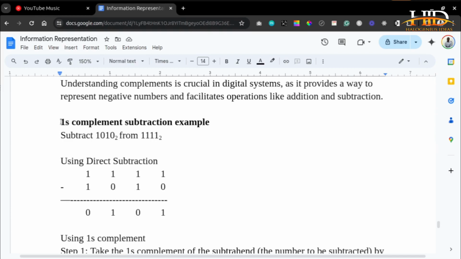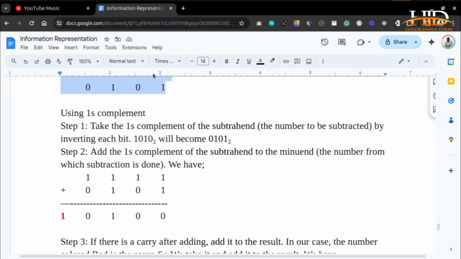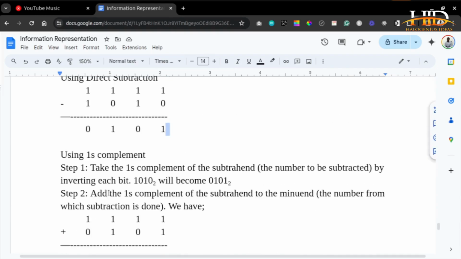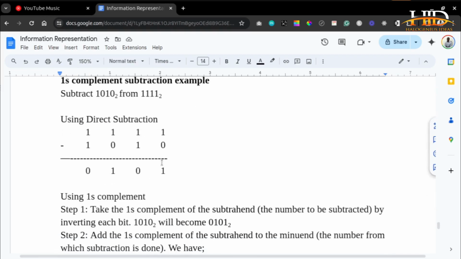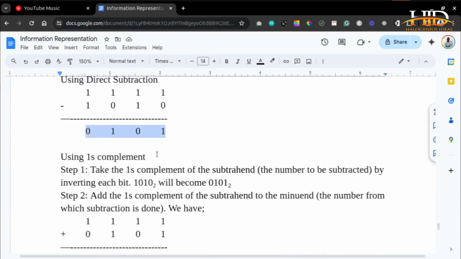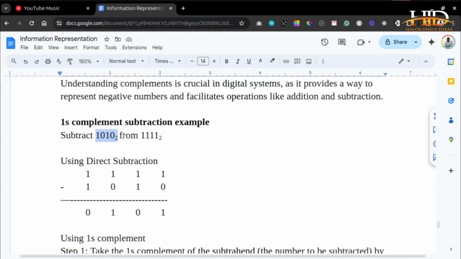So I wanted to demonstrate one's complement subtraction here. I did the direct subtraction first, then to show you that this result is going to be the same as the complement subtraction. So if I want to subtract 1010 from 1111, this is what I would have. 1 minus 0 will give me 1. 1 minus 1 will give me 0, 1 minus 0 will give me 1, 1 minus 1 will give me 0 again. So this is what we are expecting to be the result. Alright. So don't forget, I'm subtracting this from this.